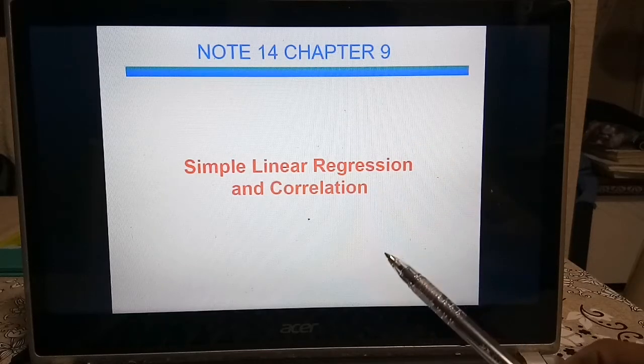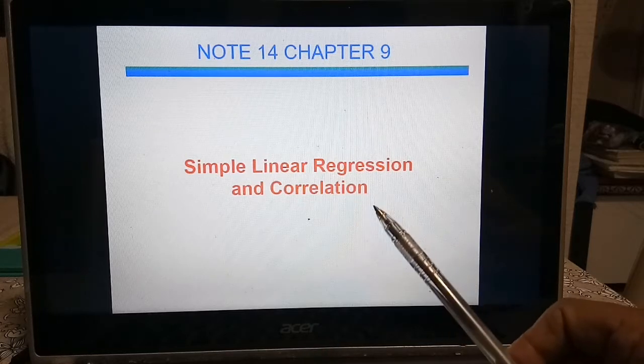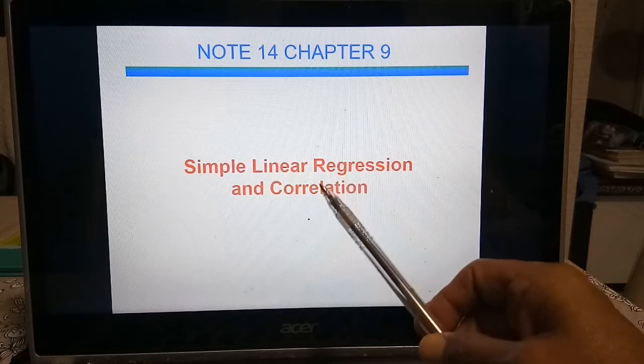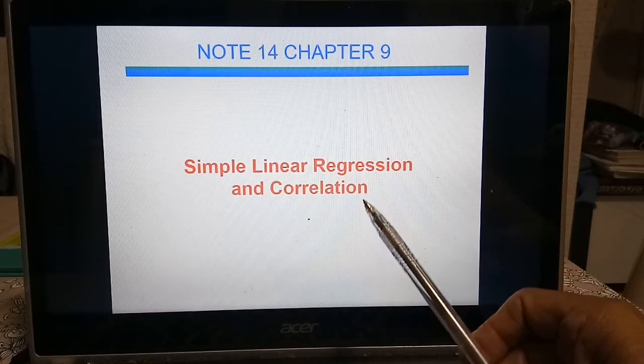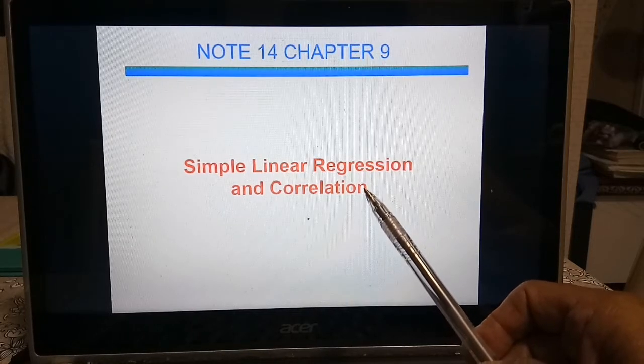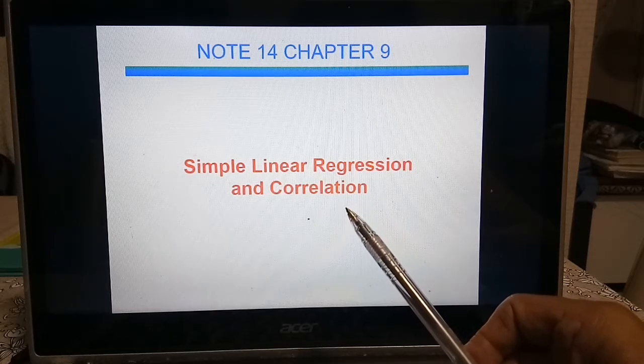Okay, the last topic in chapter 9 is correlation. In the lecture slides before this, we learned about linear regression. Linear regression is about formulating a regression function, or developing an equation that connects the independent variable and the dependent variable.